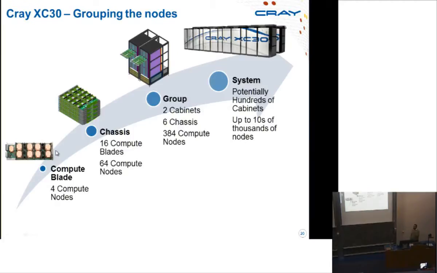The fundamental unit is a compute blade. We then package 16 of these compute blades into what we call a chassis, and these are horizontally aligned, which basically gives you 64 compute nodes. We then put 6 of these chassis together in 2 cabinets, and this is what we call a group, and that's 384 compute nodes. A group for a large supercomputer is perhaps the unit that you buy in, and then we'll form multiple groups into the size of the system depending upon how large a system has been purchased.